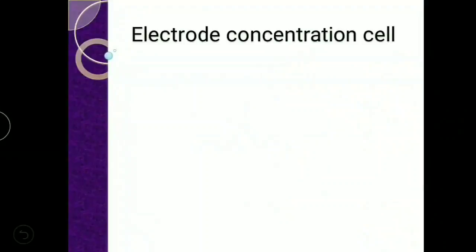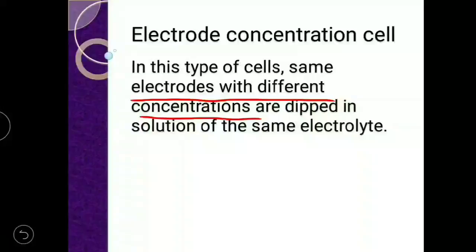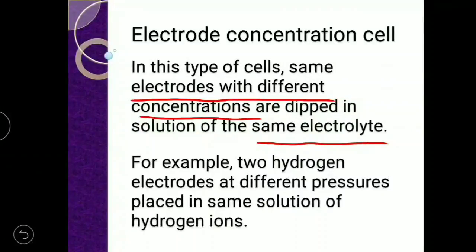Now let's talk about electrode concentration cells. In this type of cell, the same electrodes with different concentrations are dipped in a solution of the same electrolyte. For example, two hydrogen electrodes at different pressures placed in the same solution of hydrogen ions come under electrode concentration cells.